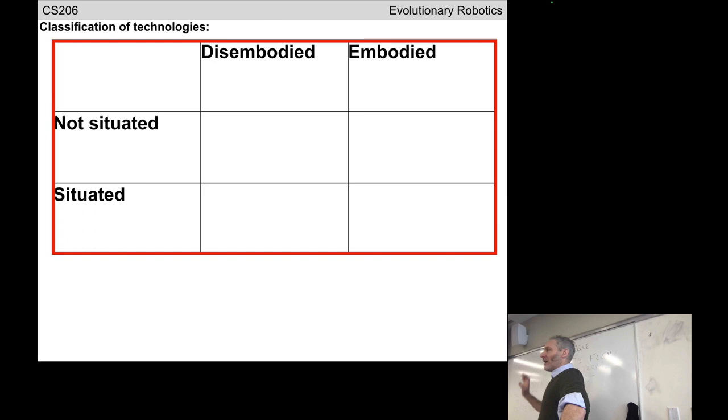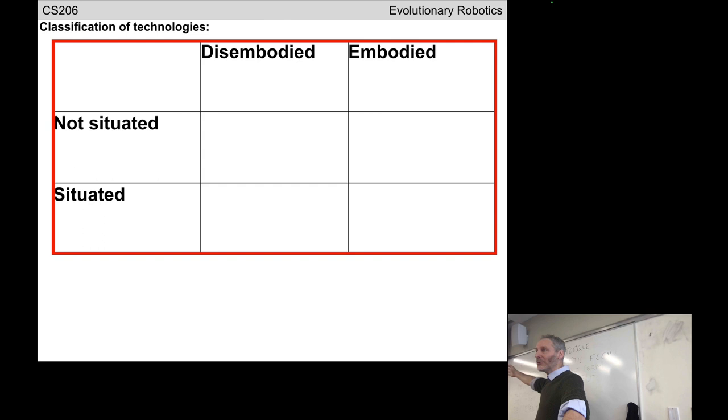Let's try and fill these four boxes. Give me an example of a technology that is both disembodied and not situated. Like a computer. A computer, a traditional desktop. Okay. How about situated, non-embodied? We just saw an example. What was it? Embedded device. An embedded device, an intelligent light sensor. Embodied and situated agents. Us, Cog that we just saw.